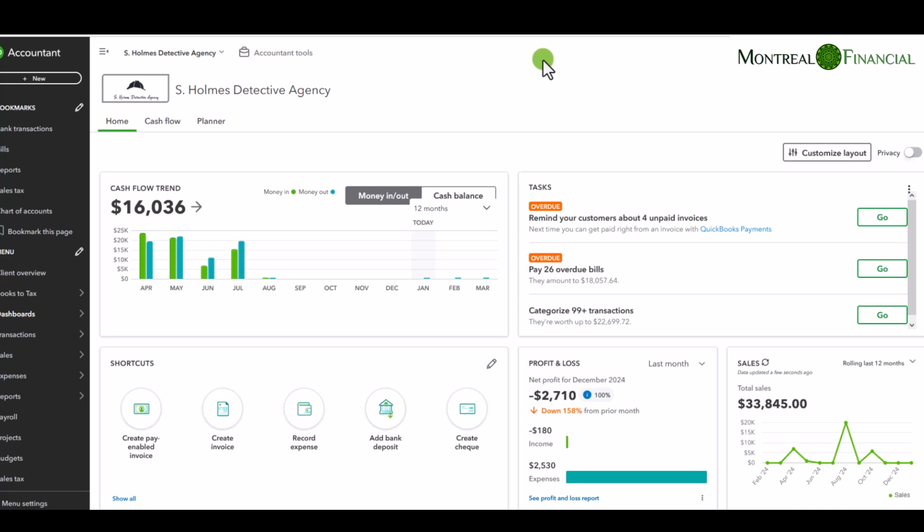Hello! In today's tutorial, we are going to take a look at the balance sheet and how to review it at year end. The balance sheet, along with your profit and loss or income statement, are the two most important reports for your business.